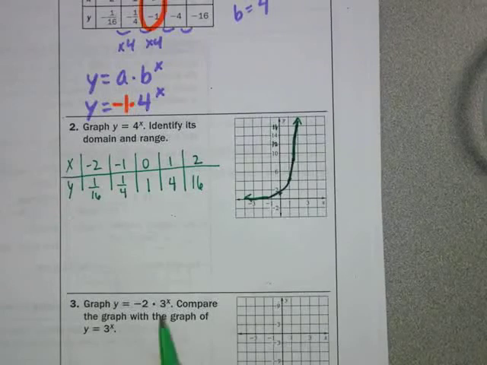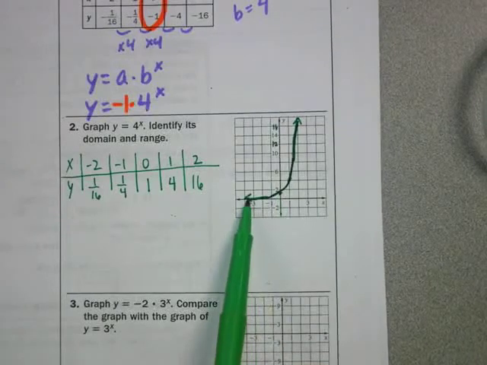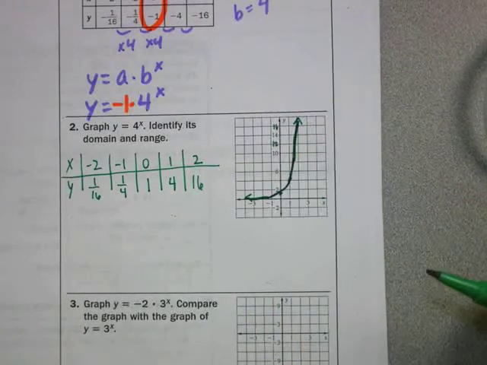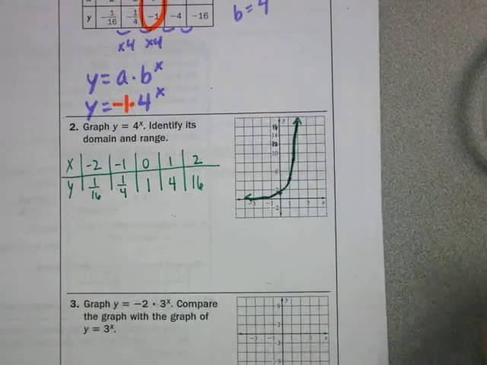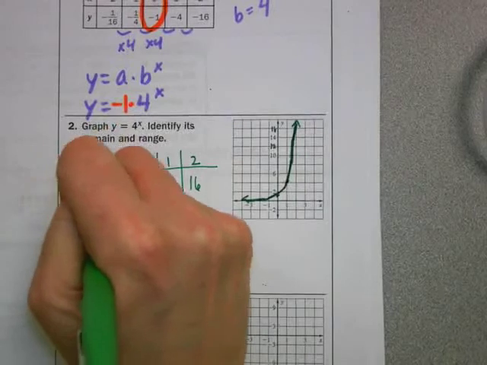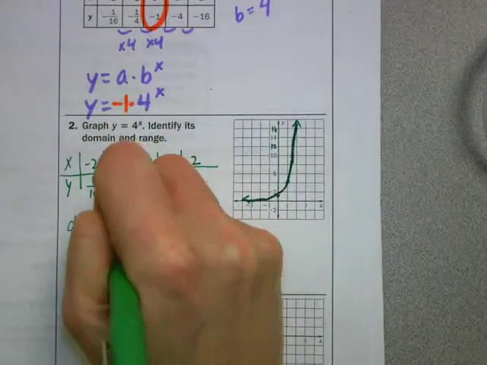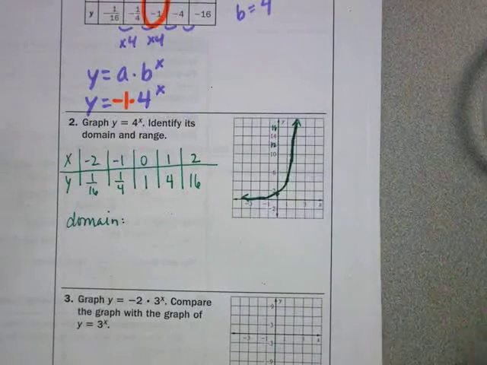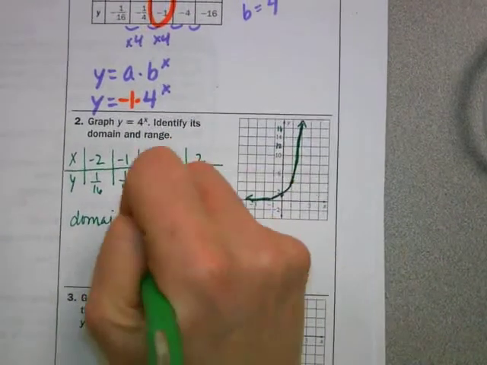I'm going all the way in my range from a -16th all the way up to 16th, and they had to count by 2s to get it all to fit on the graph. The last thing I need to do is identify the domain and the range. So the domain, is there any value I can't plug in for x? Nope, it goes in both directions, so it's all real numbers.